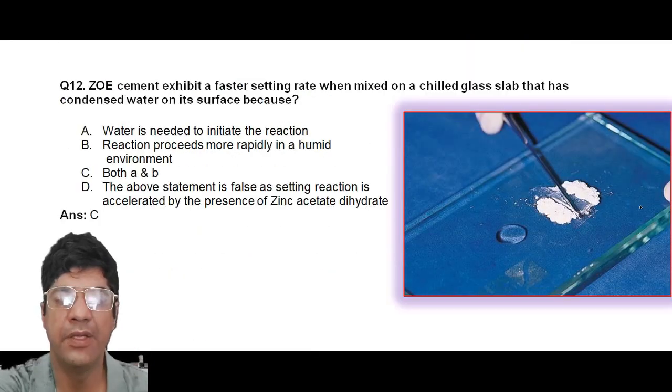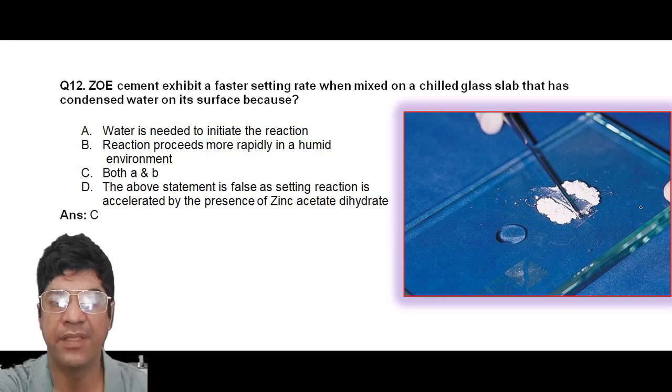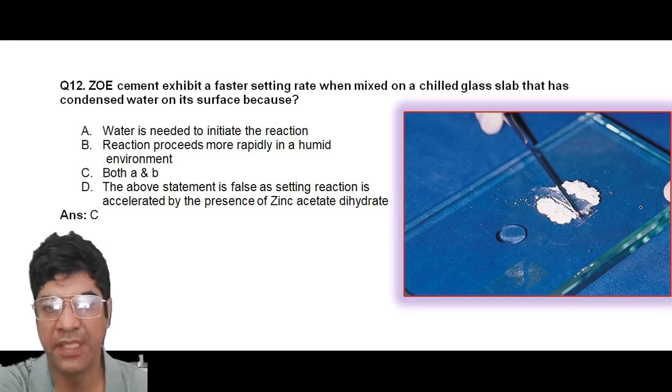The zinc oxide eugenol cement exhibits a faster setting rate when mixed on a chilled glass slab that has condensed water on its surface. So this question was already discussed.